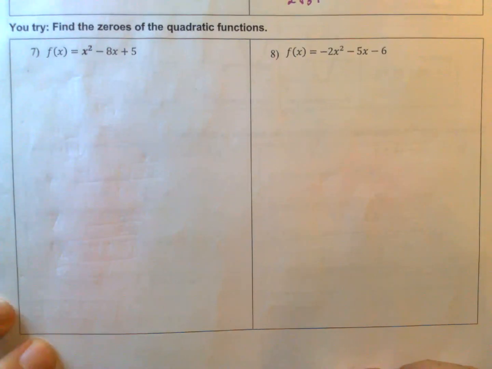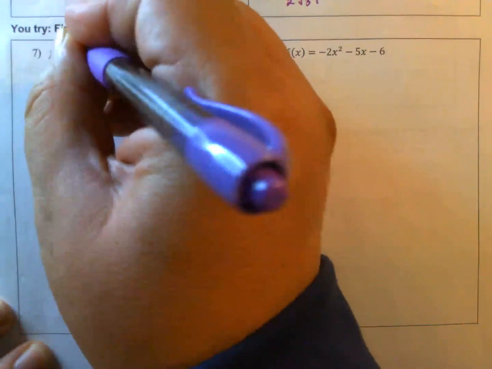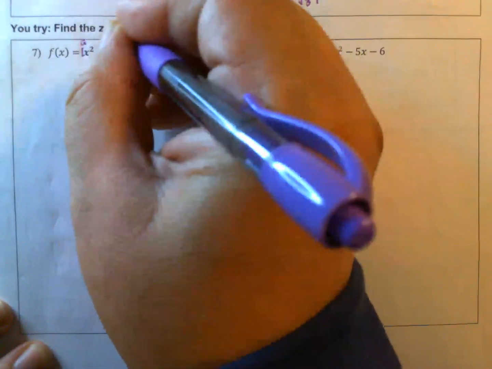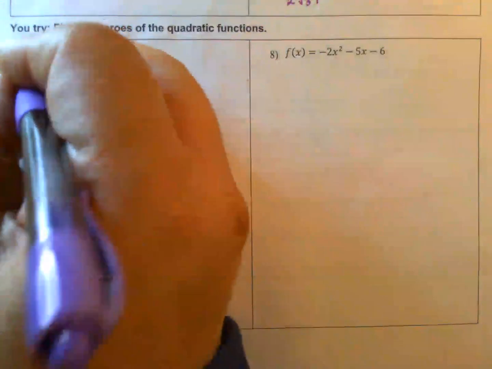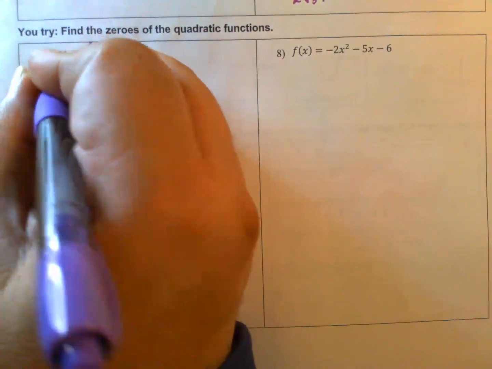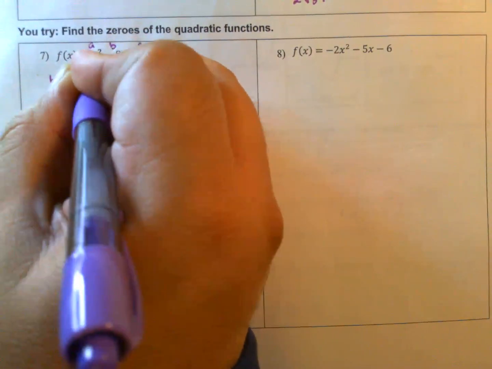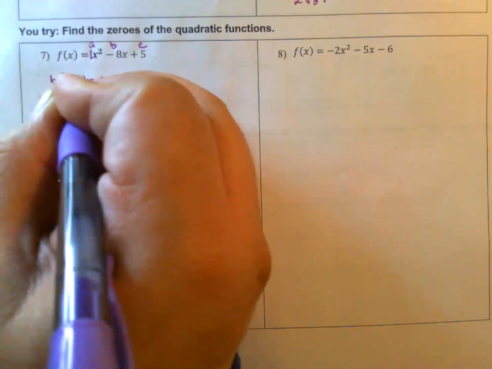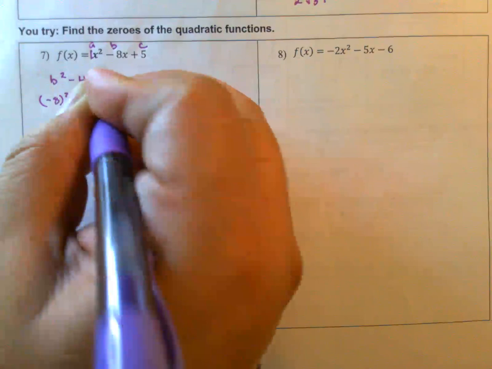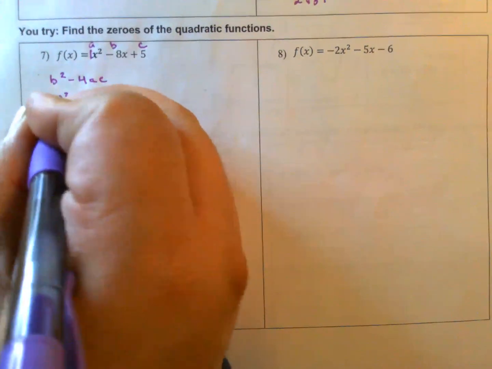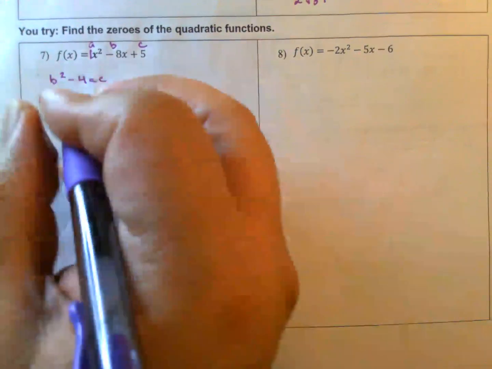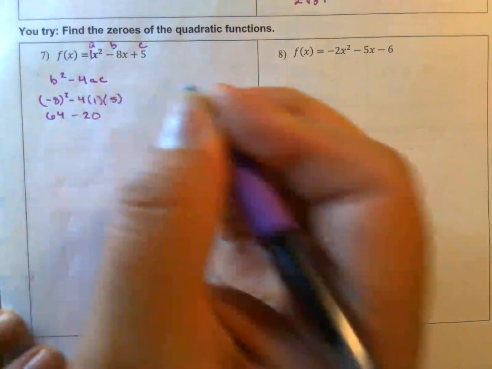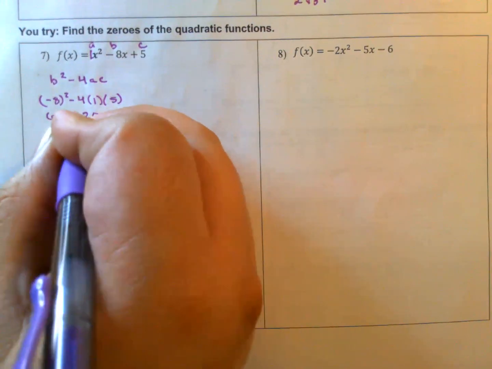All right, well, let's see how you did here. Yes, we have an A value of 1, a B value of negative 8, and a C value of 5. All right, here we go with the discriminant. B squared minus 4AC. All right, negative 8 squared minus 4 times 1 times 5. Again, please let Desmos help you out with all of that. Makes it a lot easier. But we should have ended up with a 44.